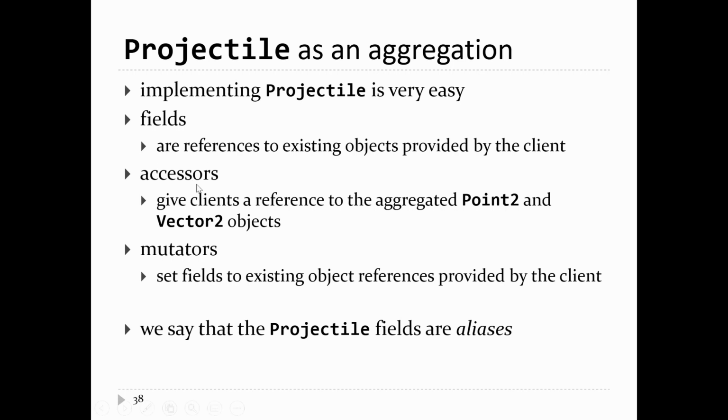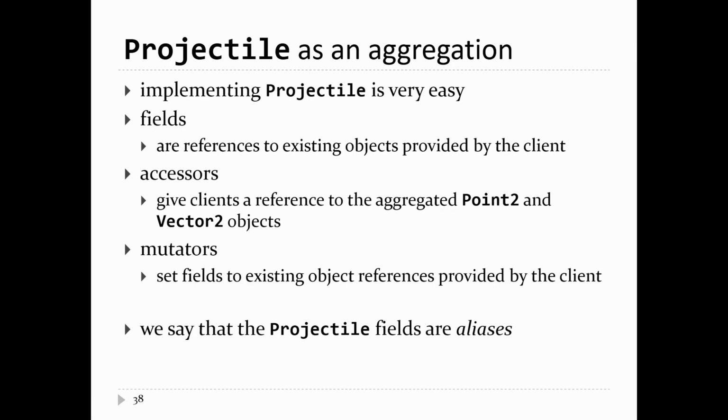Our accessor methods, the ones that return the position and velocity of the projectile, don't do anything. I just return the fields. So I just return this.position and this.velocity, and away you go. The mutator methods, the ones that change the position and velocity of the projectile, also don't do anything. We just set this.position equal to p and this.velocity equal to v, and that's it. You're done.